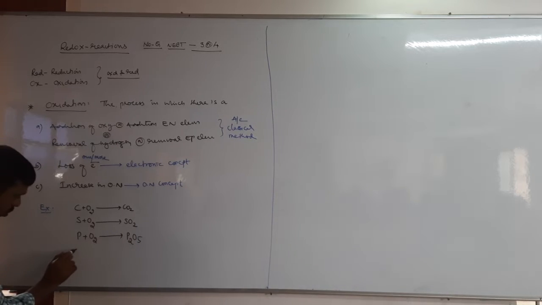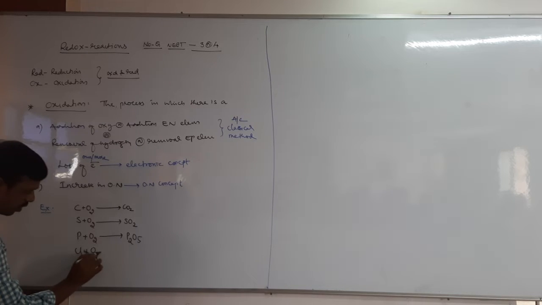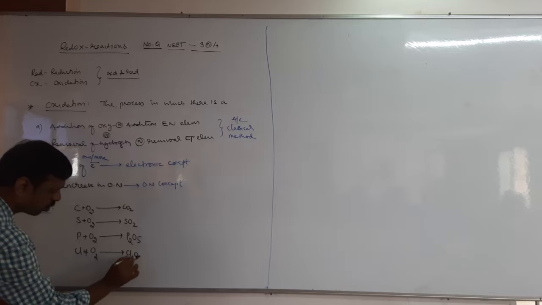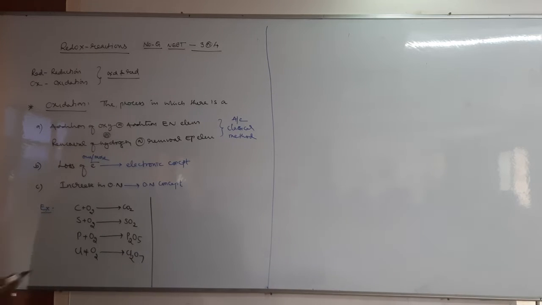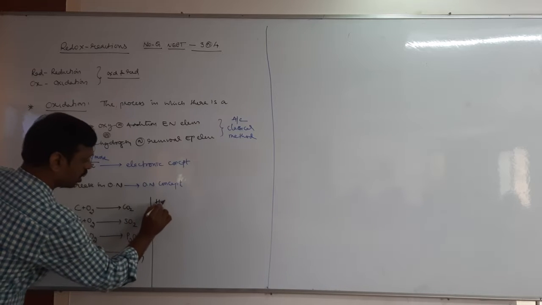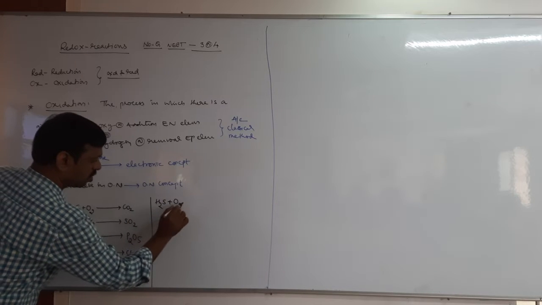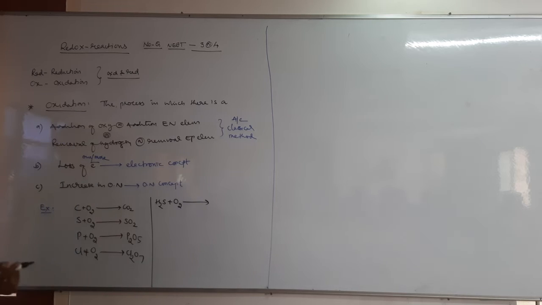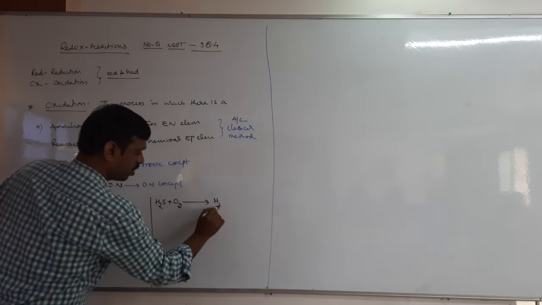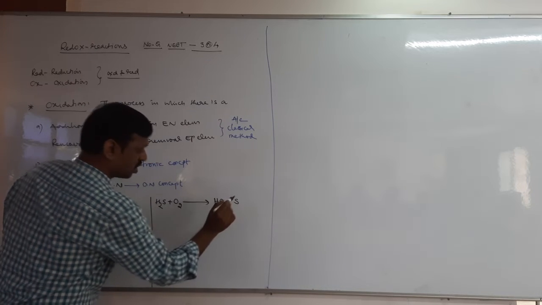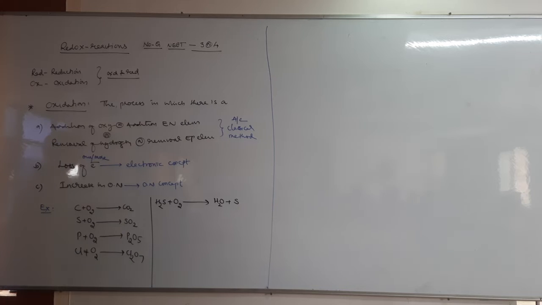Next, chlorine plus oxygen gives Cl2O7. All these are addition of oxygen. You can also write H2S plus oxygen. Hydrogen sulfide plus oxygen, you will get H2O, and sulfur is deposited, that is precipitated.